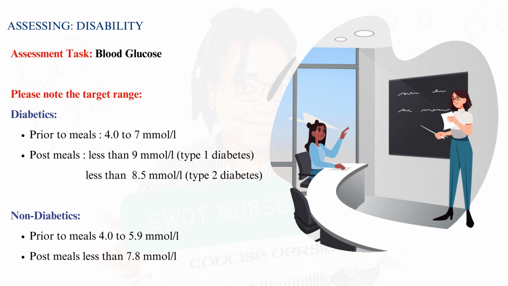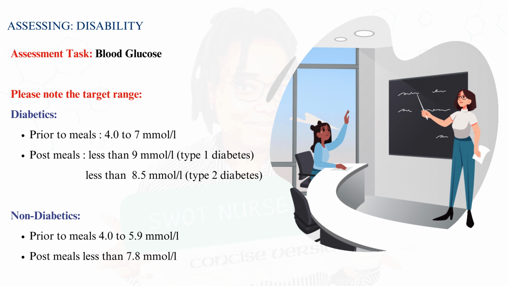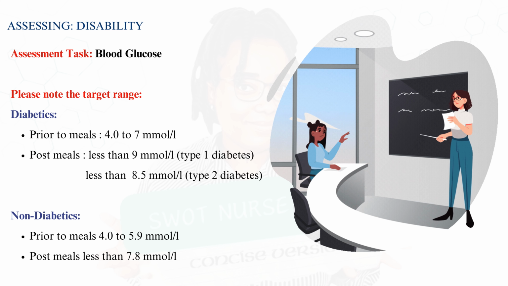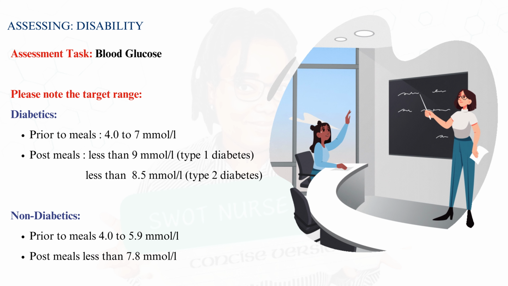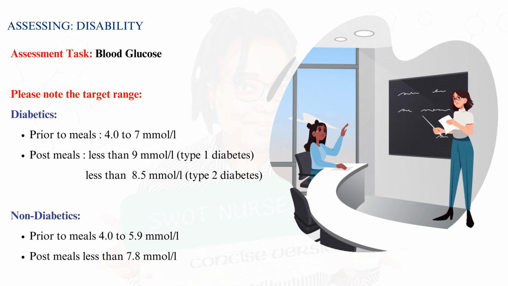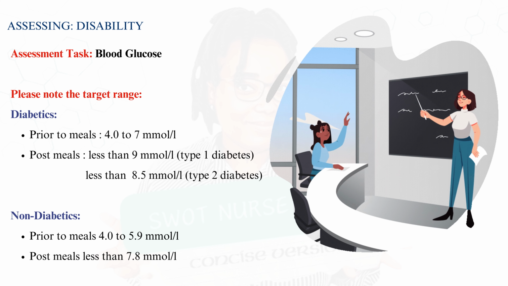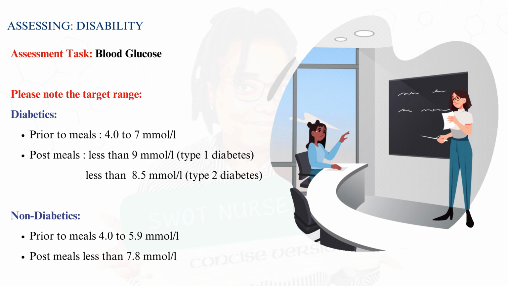For persons who are non-diabetics, before having a meal, a reading within the range of 4.0 to 5.9 millimoles per liter is expected. And after meals, a reading less than 7.8 millimoles per liter is expected. Remember to keep these readings in mind for your clinical practice.